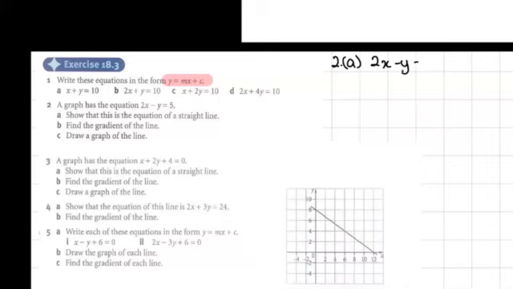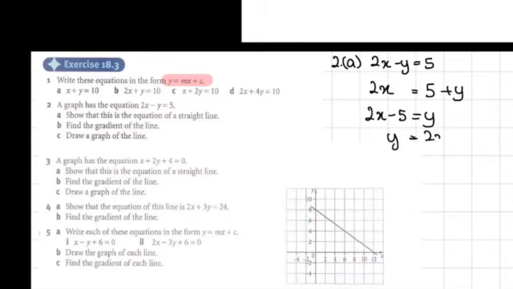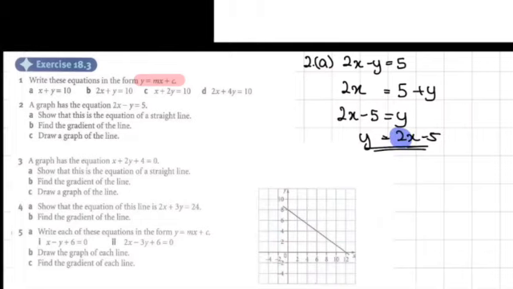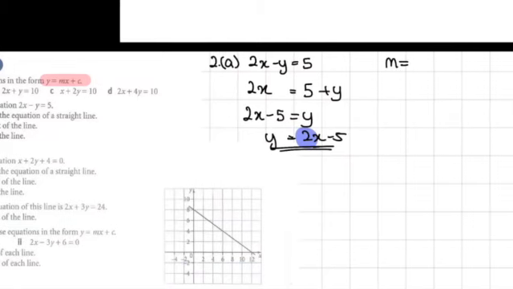So question number 2a. 2x - y = 5. I will move the y over to the other side to make it positive. That's easier. Then 2x - 5 = y. y = 2x - 5. That's it. Find the gradient of the line. As you can see, if you know which is the gradient, when you rearrange the equation, your gradient will be 2. m = 2. Question C asks us to draw the graph.